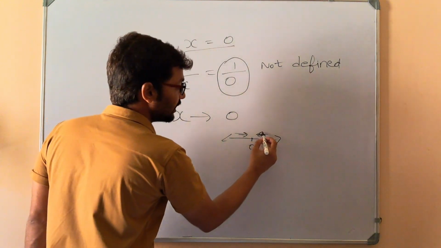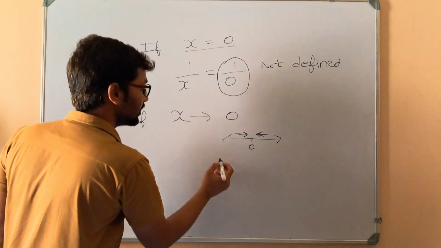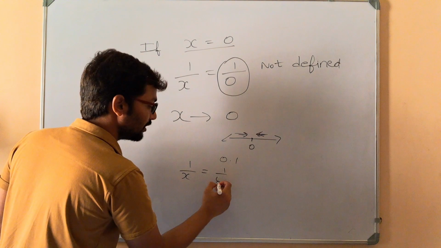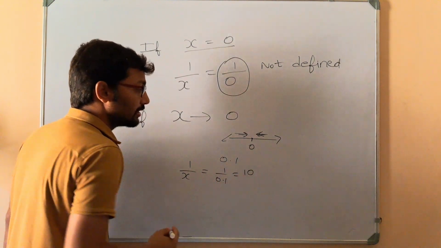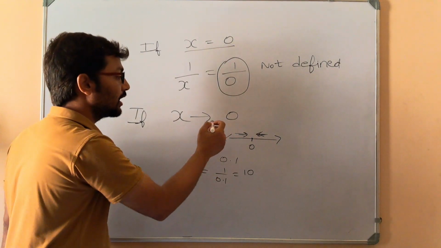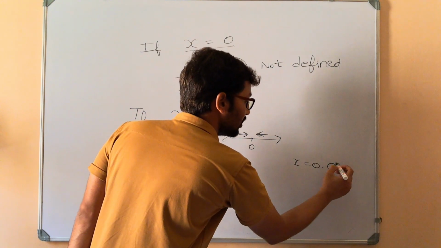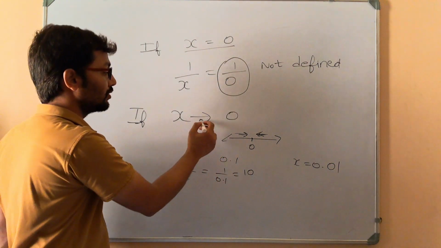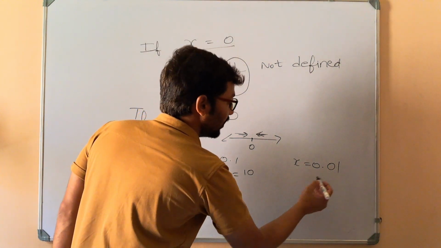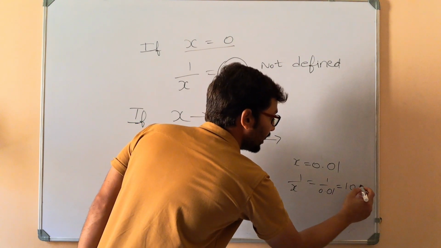From the right side, what is the nearest value to 0? Someone says 0.1. Then 1 by x is 1 by 0.1, that is 10. Some other person says 0.01. It is not equal to 0, it is tending to 0. Then 1 by 0.01 is 100.